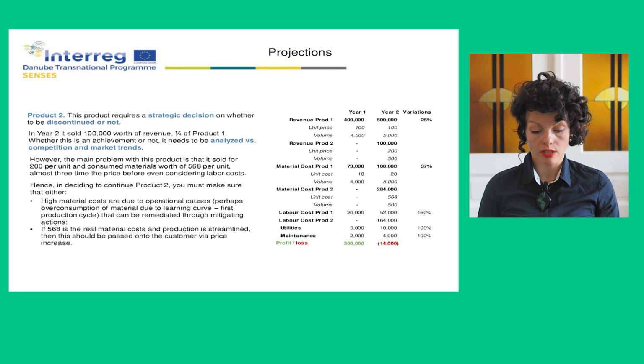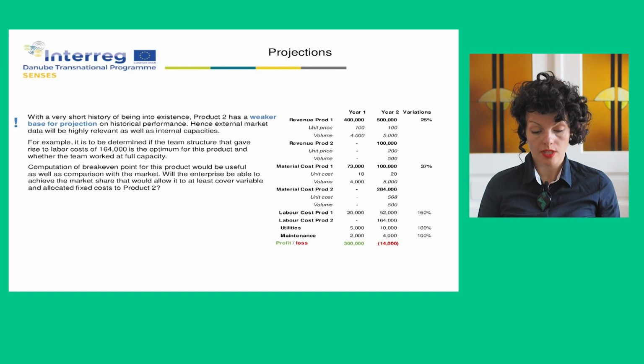Hence, in deciding to continue product 2, you must make sure that either high material costs are due to operational causes, perhaps overconsumption of material due to learning curve, first production cycle, that can be remediated through mitigating actions. Or, if 568 is the real material cost and production is streamlined, then this should be passed on to the customer via price increases. With a very short history of existence, product 2 has a weaker base for projection on historical performance. Hence, external market data will be highly relevant as well as internal capacities.